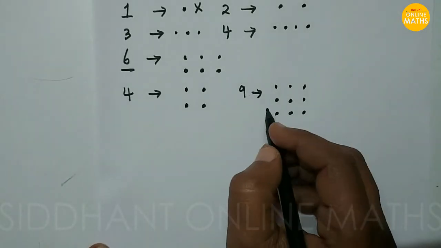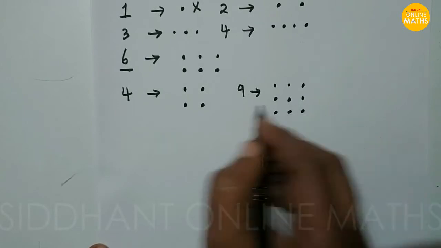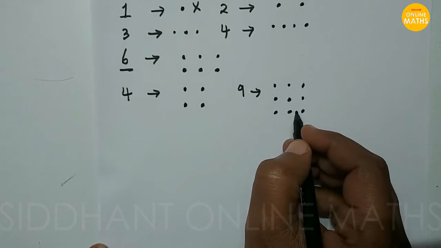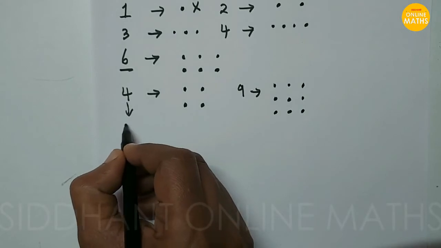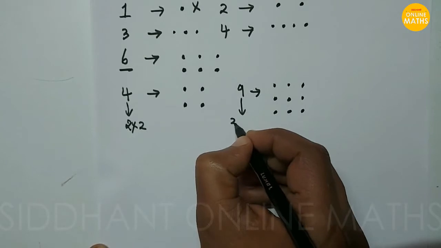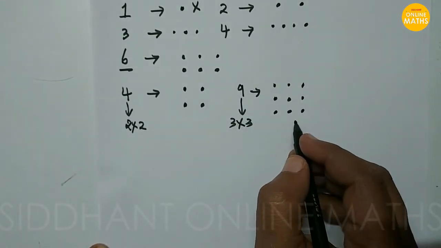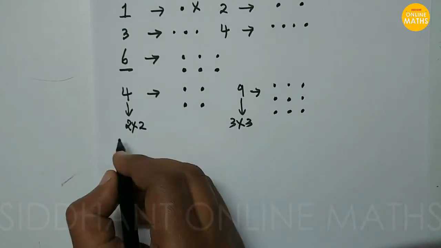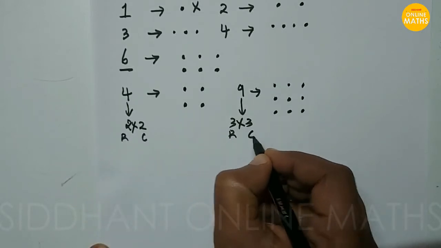So what is the requirement to get a shape of a square? You see here 4 and 9, you are going to see a square shape. How did this square shape come about? This number 4 can be written as 2 into 2, and 9 can be written as 3 into 3. So when you want to get a square, there should be an equal number of rows and an equal number of columns. Here this is the row part and this is the column part.